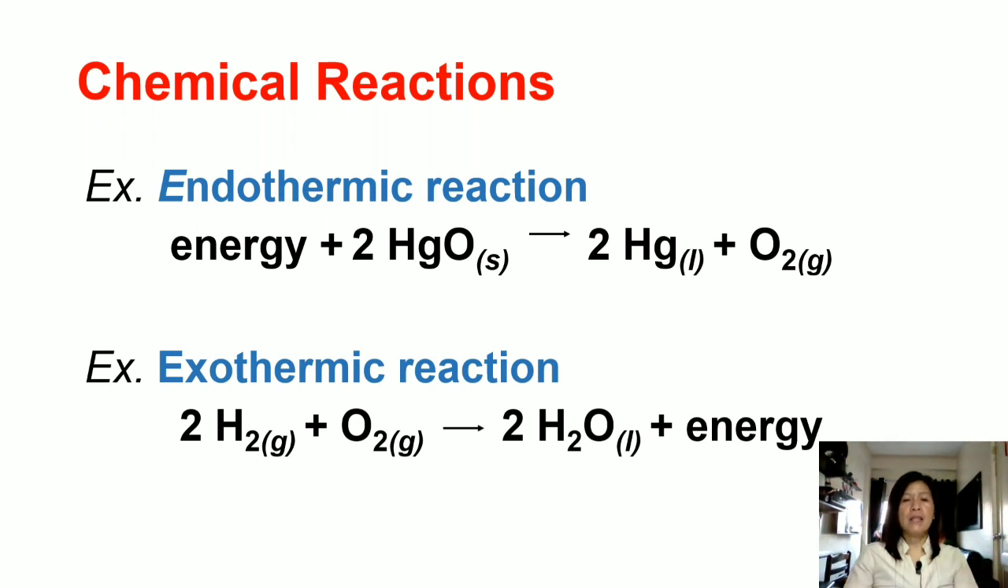So this means that every 2 moles of hydrogen reacting with 1 mole of oxygen to produce 2 moles of water, there is a certain amount of heat energy being released. The greater the amount of the reactants producing water, the greater the amount of energy being released. So this reaction is an example of an exothermic reaction because it involves release or giving off of energy.